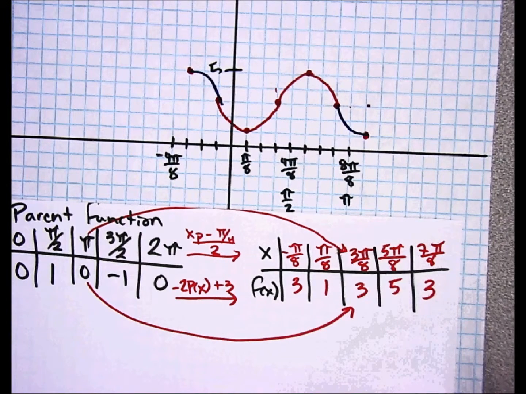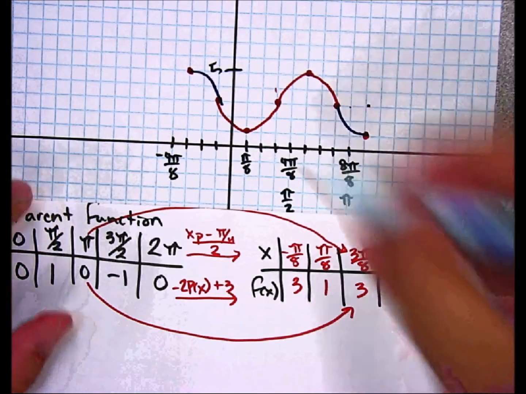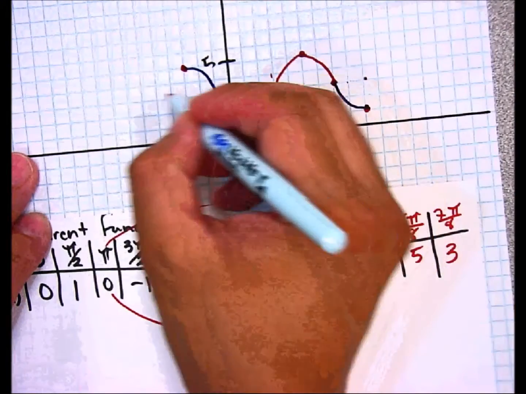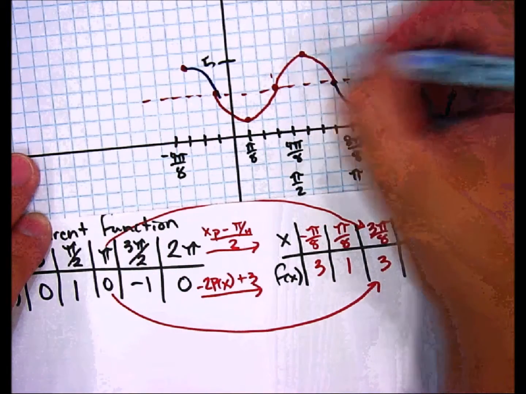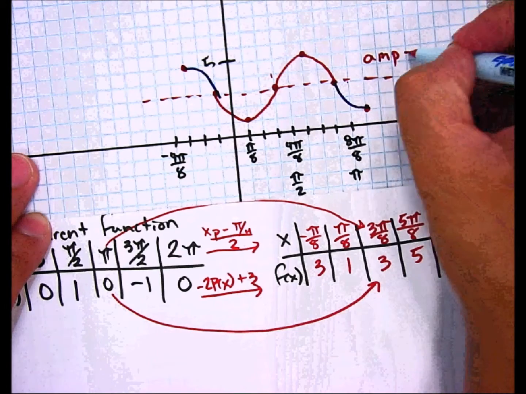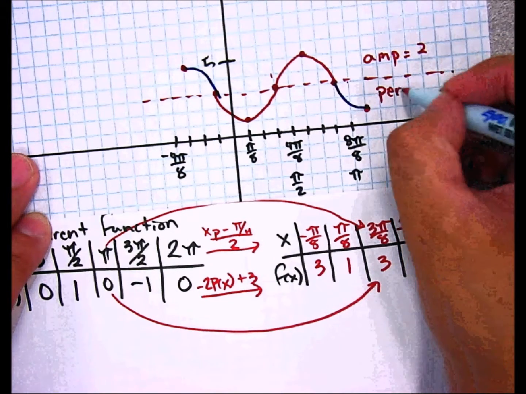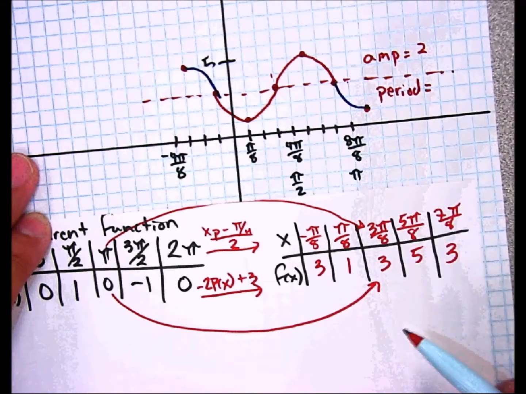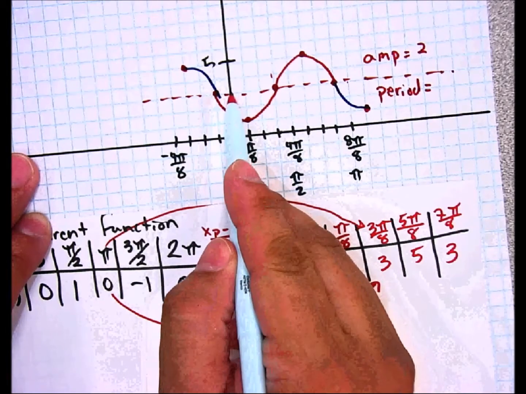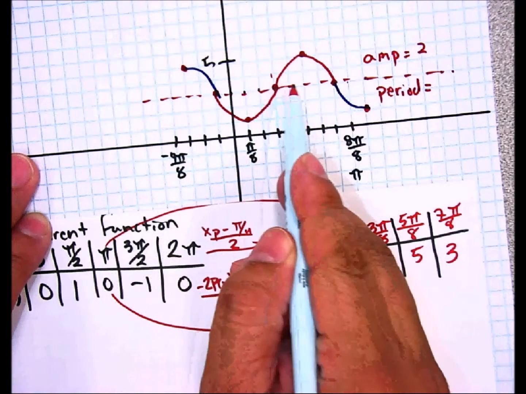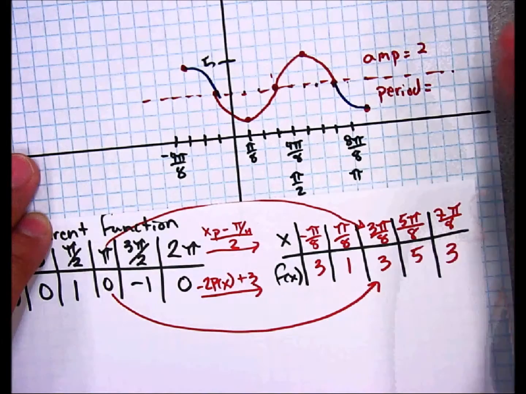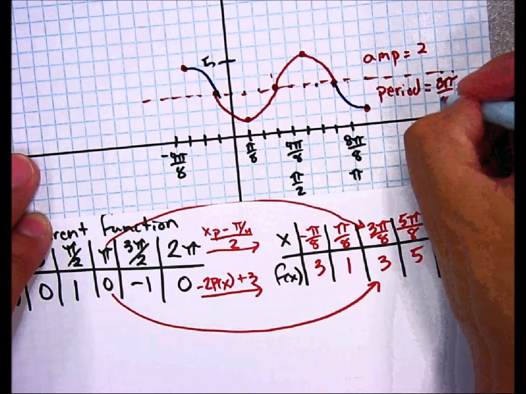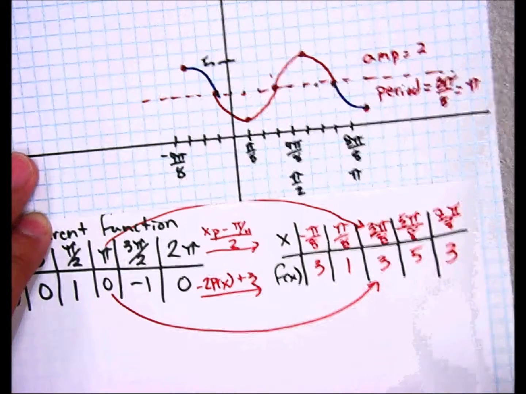The amplitude is 2 because your zeros are now shifted up to right here. So this would give you an amplitude of 2. This would also give you a period, which you can now simply count. 1 pi over 8, 2 pi over 8, 3 pi over 8, 4 pi over 8, 5 pi over 8, 6 pi over 8, 7 pi over 8, 8 pi over 8 gives me a period of 8 pi over 8, or pi. And there you go, guys.